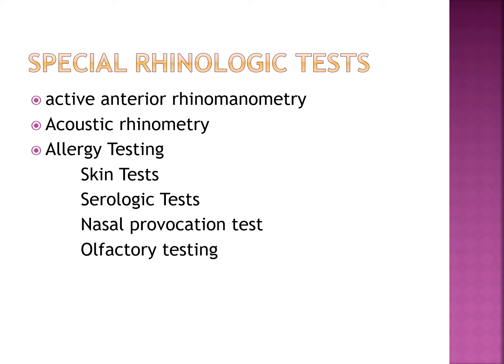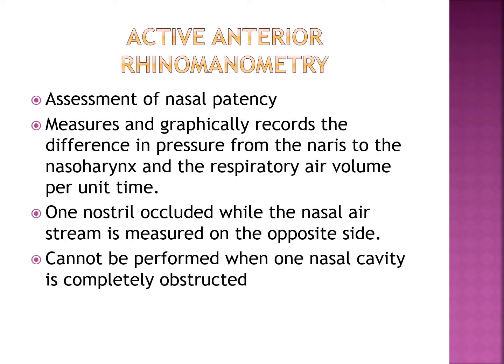Special rhinologic tests include active anterior rhinomanometry, acoustic rhinometry, allergy testing such as skin tests, serologic tests, nasal provocation tests, and olfactory testing. Active anterior rhinomanometry is the assessment of nasal patency. It measures and graphically records the difference in pressure from the nares to the nasopharynx and the respiratory air volume per unit time. One nostril is occluded while the nasal air stream is measured on the opposite side, and vice versa. It cannot be performed when one nasal cavity is completely obstructed.